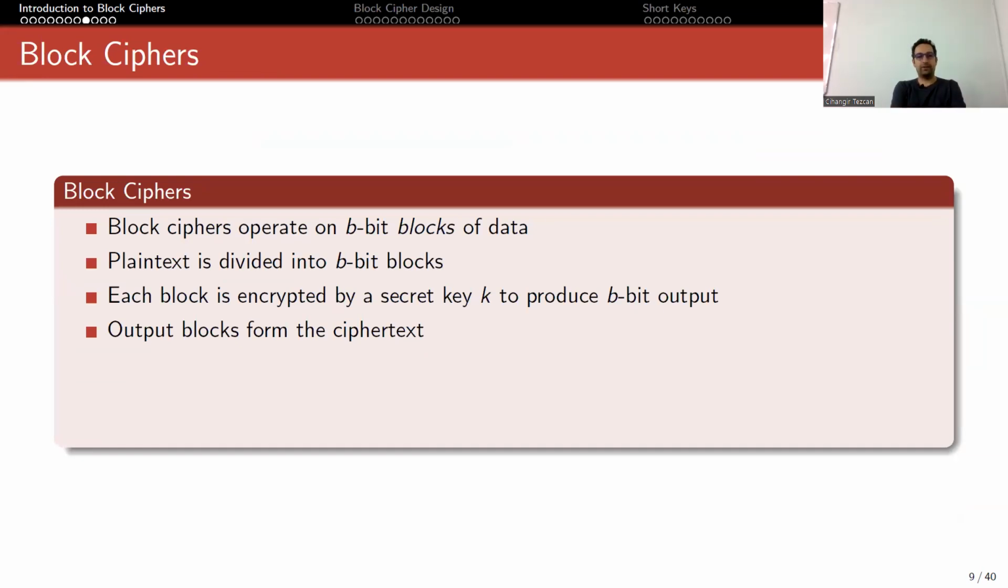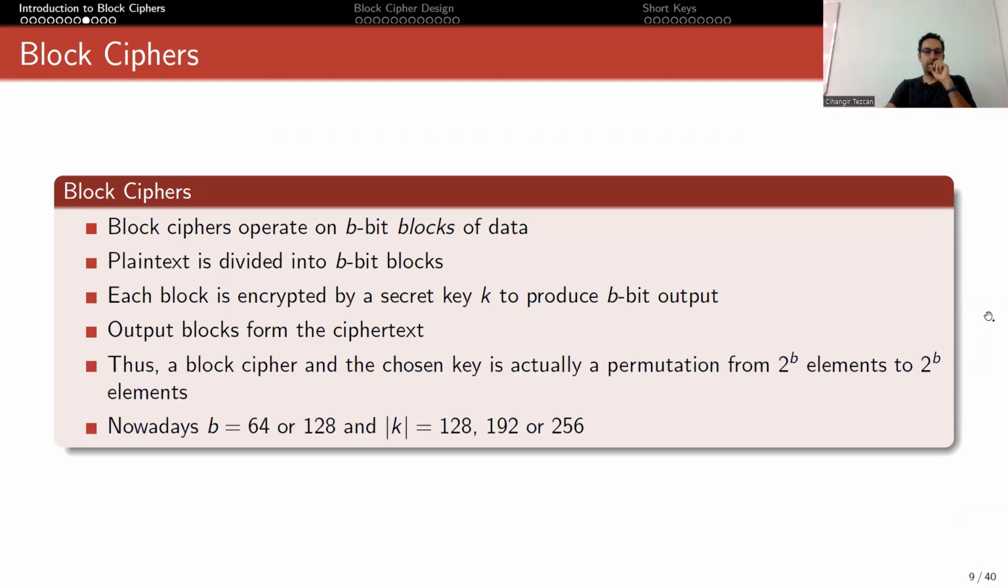So how do block ciphers work? Block ciphers operate on b-bit blocks of data. So it is fixed. Plain text is divided into b-bit blocks. Each block is encrypted by a secret key K to produce b-bit outputs. Output blocks form the ciphertext. So this is the whole idea. Instead of working with variable length data, you divide it into b-bit blocks and then work on that.